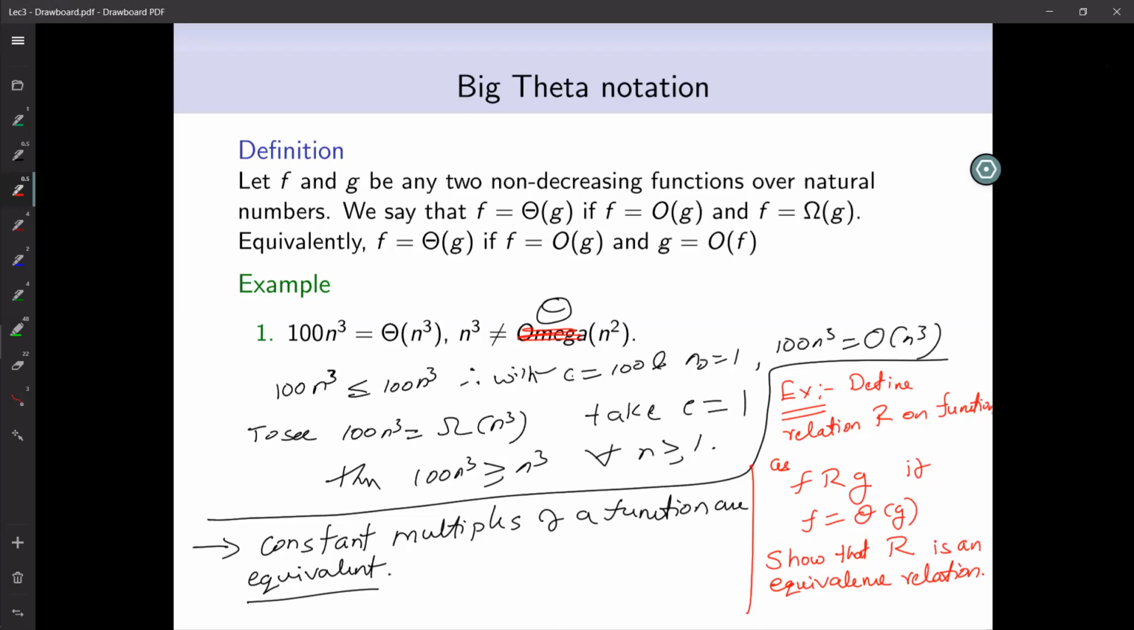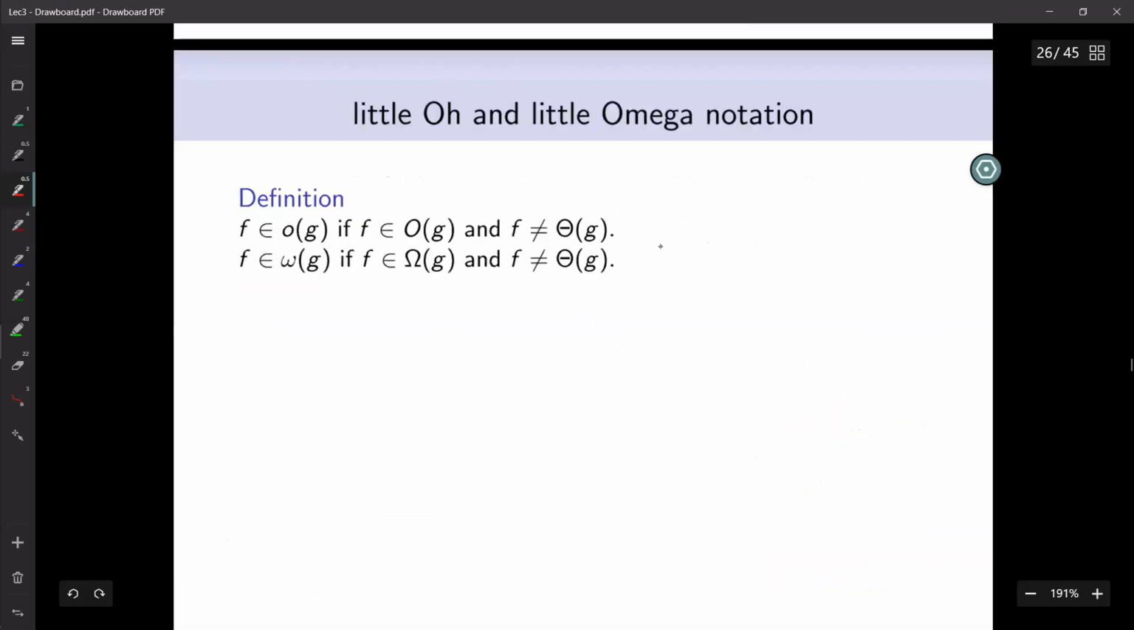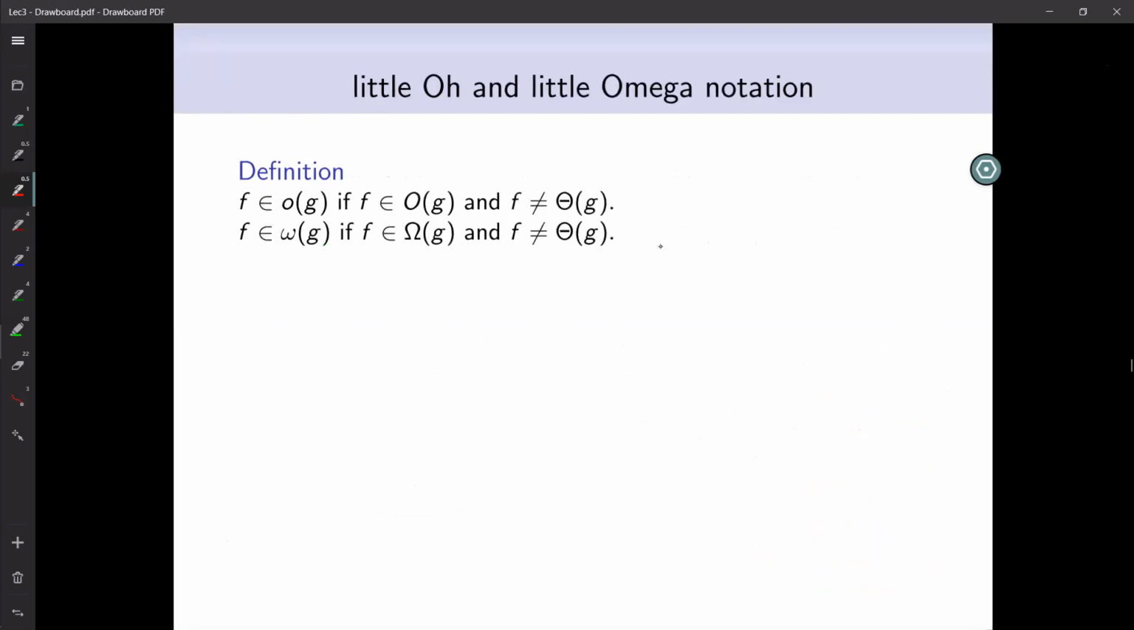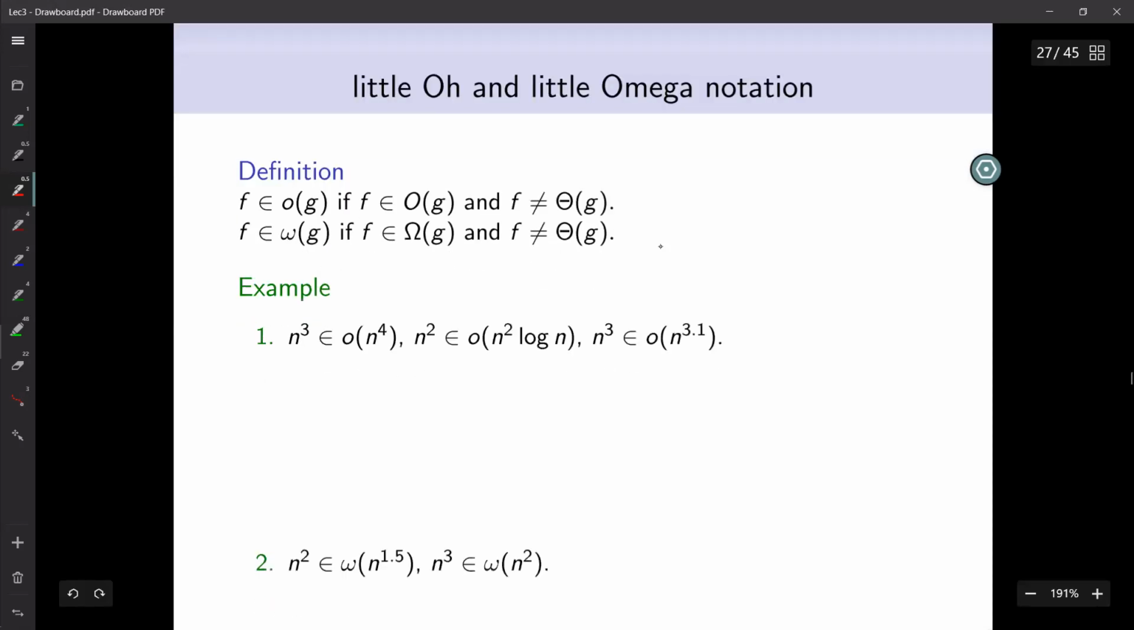I hope I'm clear so far. There's one more small notation, which I've just included in the slide. I'm not going to explain it, so you can skip it for now. When we need it, we'll come to it. There is little o and little omega. It's basically big O and big omega with some additional constraint. So let's just leave them for now. These are examples of little o and little omega. We'll explain what it is when we need it.